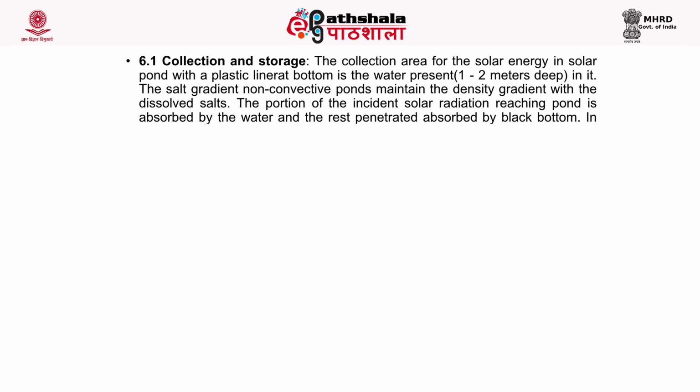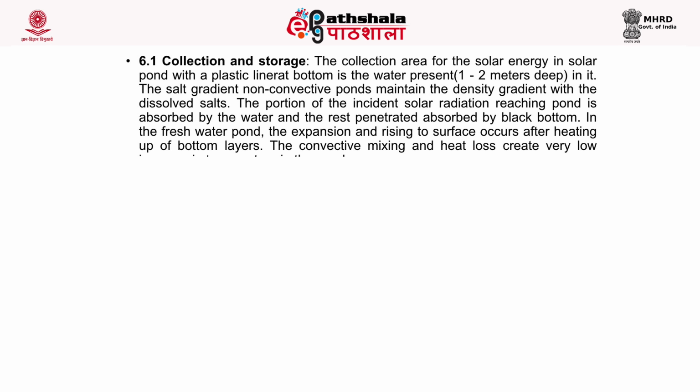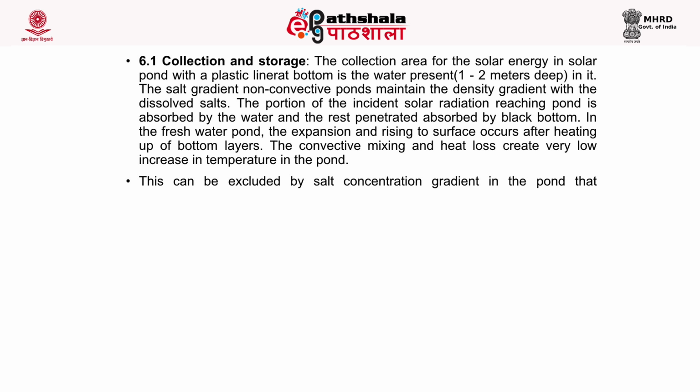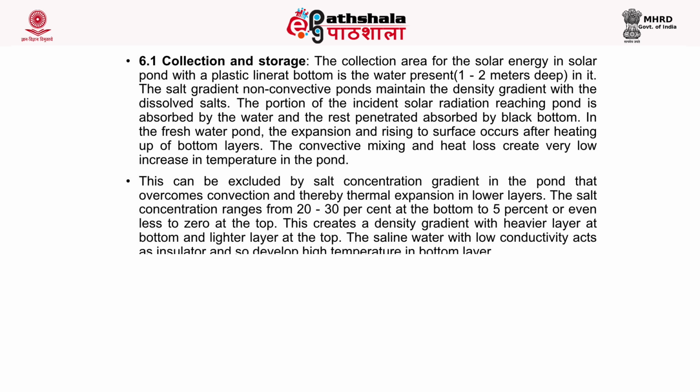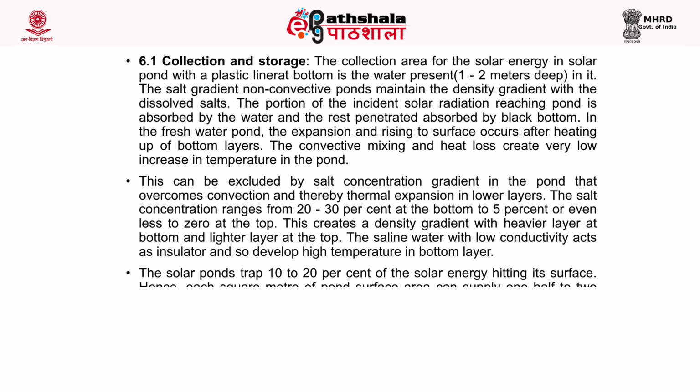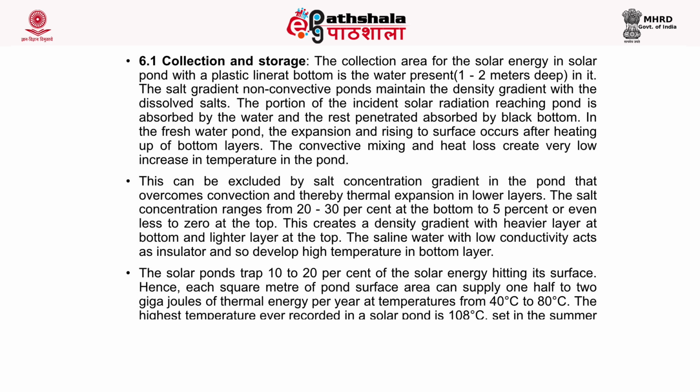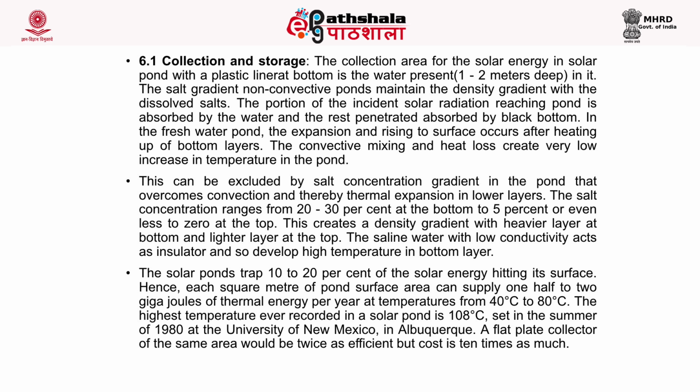What is the principle of the non-convective solar pond? Collection and storage. The collection area for the solar energy in a solar pond with a plastic liner at the bottom is the water present in it, that is the water present in the 1 to 2 meter depth. The salt gradient non-convective ponds maintain the density gradient with dissolved salts. The portion of the incident solar radiation reaching the pond is absorbed by the water and the rest penetrates and is absorbed by the black bottom.